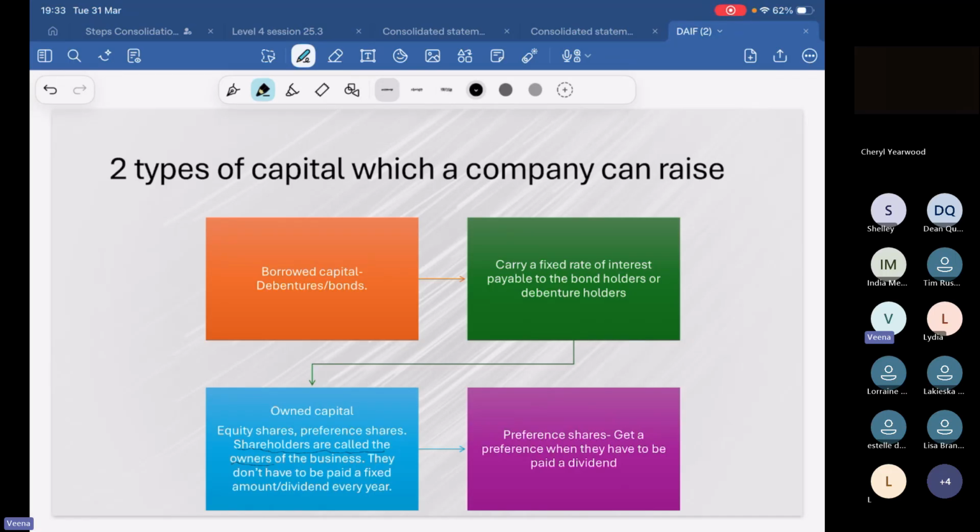It is completely up to the company what they want to choose, how much preference shares they want to release, how much equity shares they want to release. But if they issue preference shares, then they will be given preference on the dividend. So they will be given dividend before the other equity shareholders. So this is the background of the question or the topic that we are going to do.